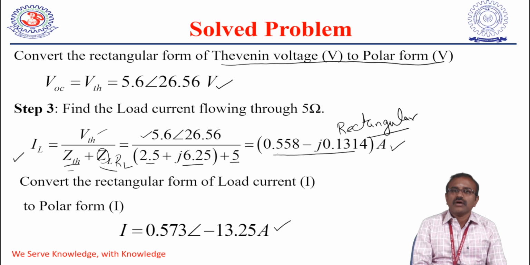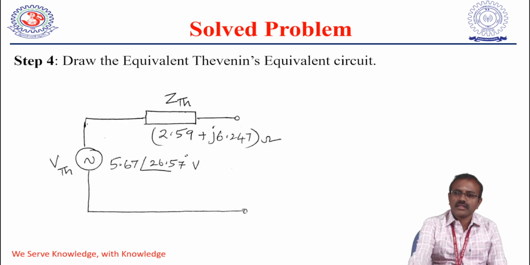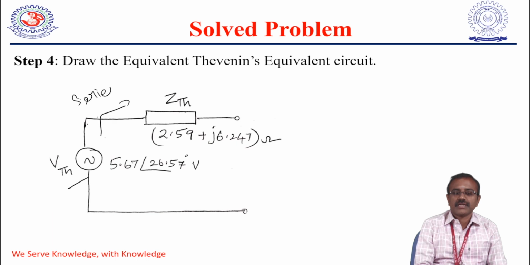So next, finally we have to draw the equivalent circuit for Thevenin's theorem. How to draw the equivalent circuit? The same thing: VTH in series with our Thevenin impedance. It is a series connection. So the open circuit voltage is connected in series with the Thevenin impedance. Like this we have to draw the equivalent circuit for Thevenin's theorem.